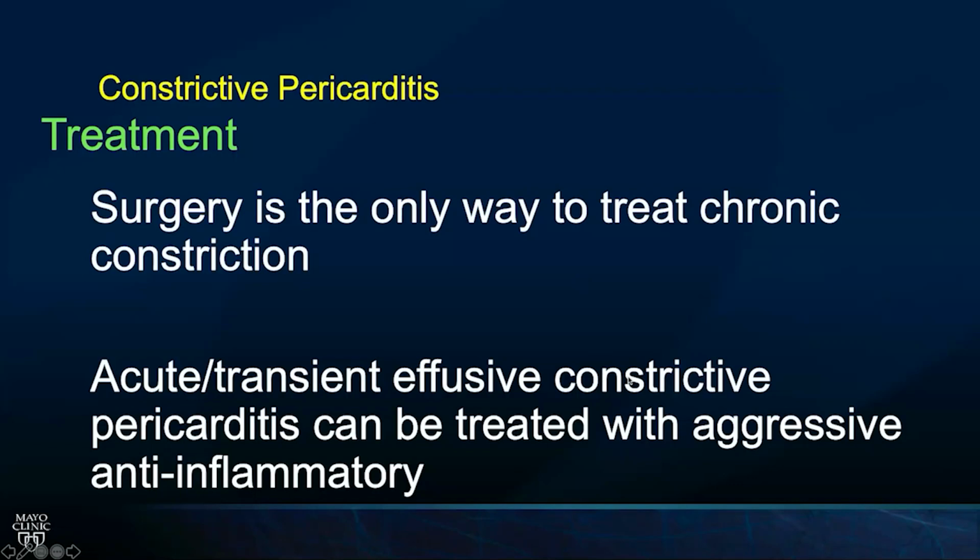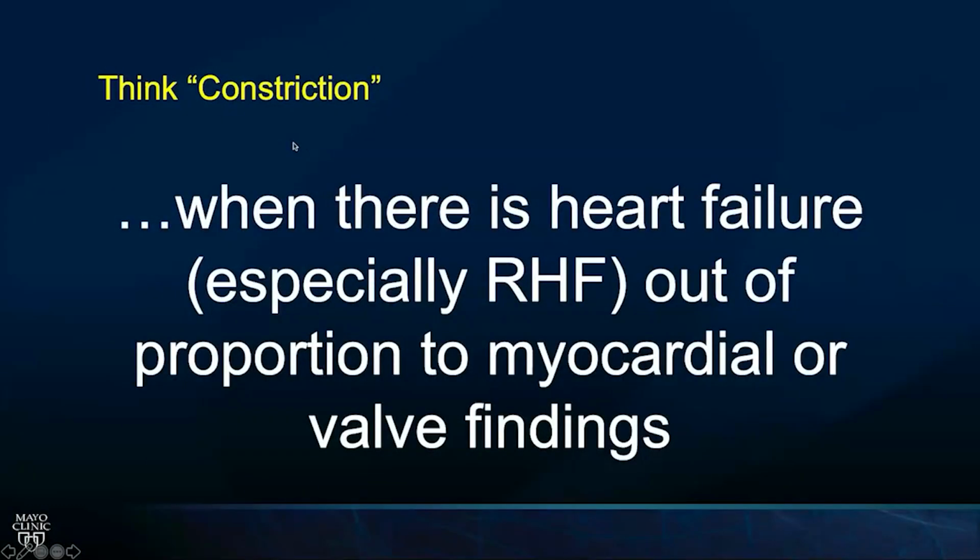Surgery is the treatment for chronic pericardial constriction. The one time that we do use steroids is in the early postoperative period when they have effusive constrictive pericarditis. A course of steroids tapered gradually postoperatively can be very effective in treating that and hopefully preventing long-term constriction in those patients. So think of constriction when there's right heart failure out of proportion to other myocardial and valve findings.